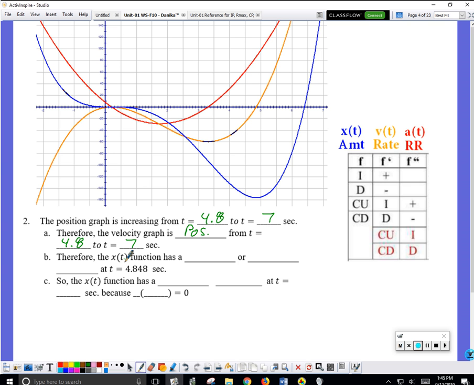Therefore, the position function has a relative or local min. Again, we're stuck with learning both words just because somebody couldn't agree on one word. Relative or local min, you can abbreviate minimum, you can just write min, is fine. At that time. Any questions about the definition for relative min? Okay.